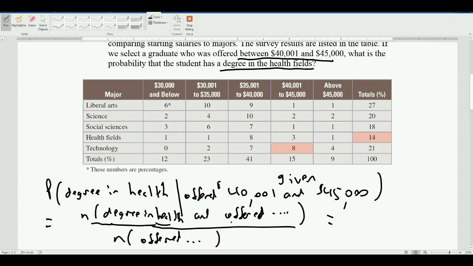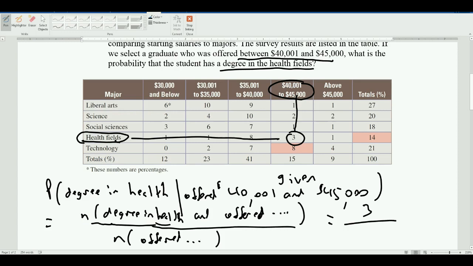So when you're doing these given probabilities, what it's looking for is where the two events intersect. We have the health fields here, and the 40,000 to 45,000 there. So where do they intersect? They intersect there. That means where the two intersect is the numerator of our probability, which is 3. And then we always divide by the given. That's the main thing to remember: divide by the given.